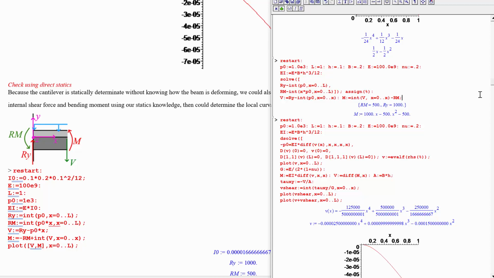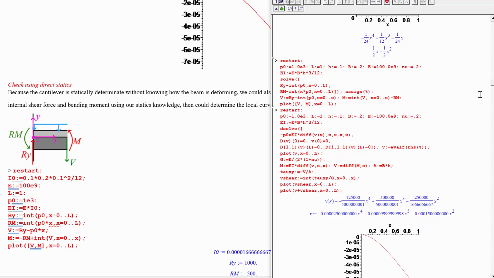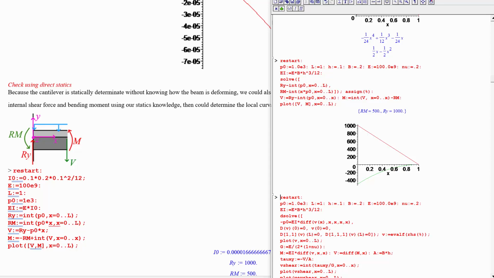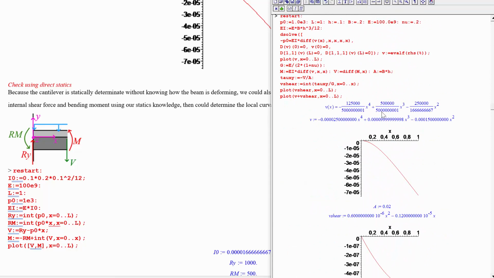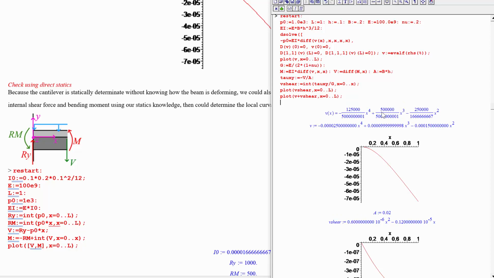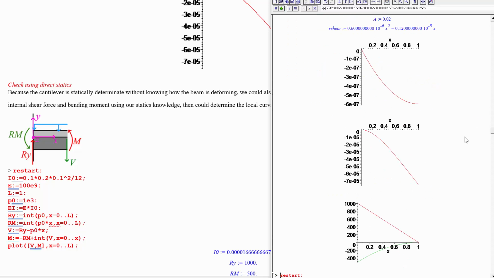So let's have a plot then of what V and M are and compare that to what we found using the beam equation. So here we didn't actually write out what V and M were, well, we found them, I suppose, but we didn't actually plot them. Let's plot that now. Plot V and M from X is 0 to L, and we get, that looks familiar.